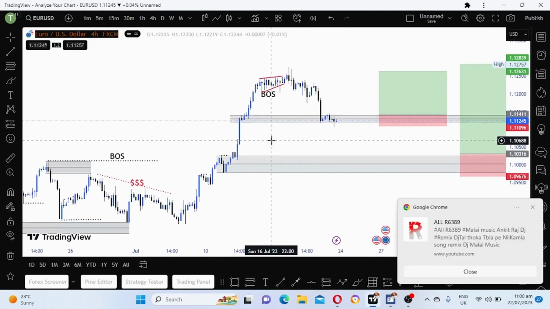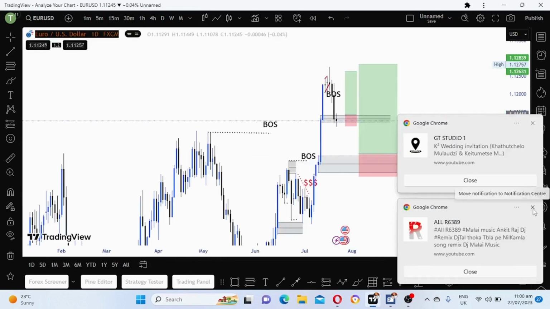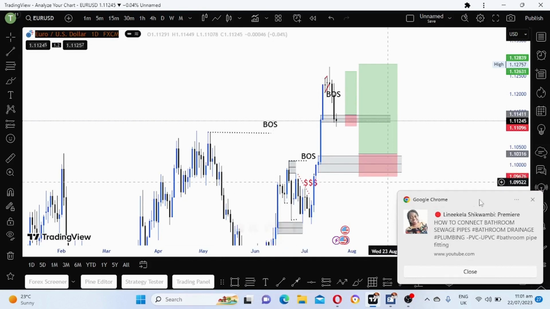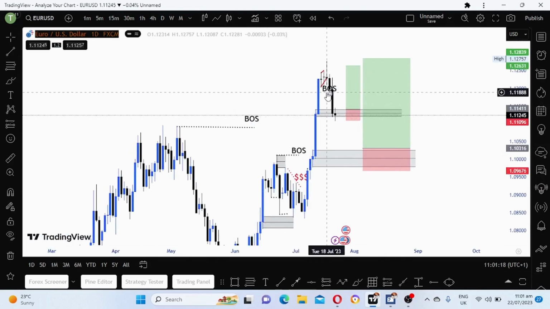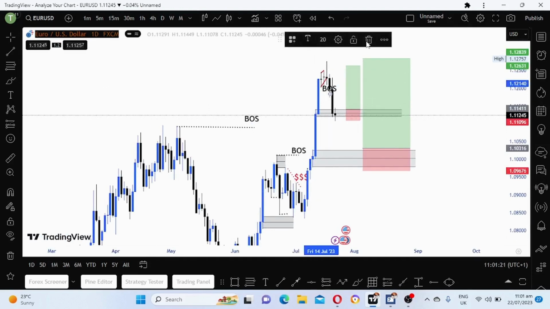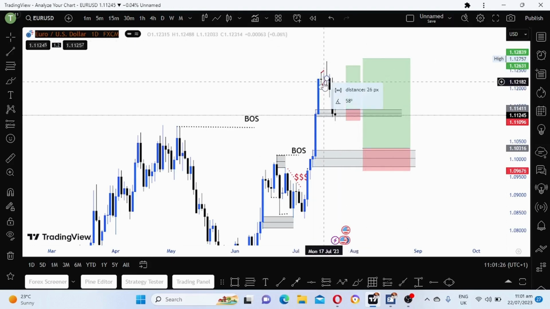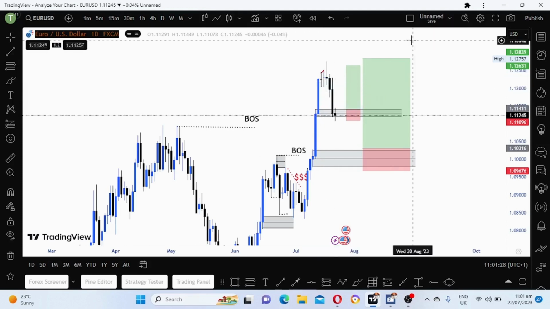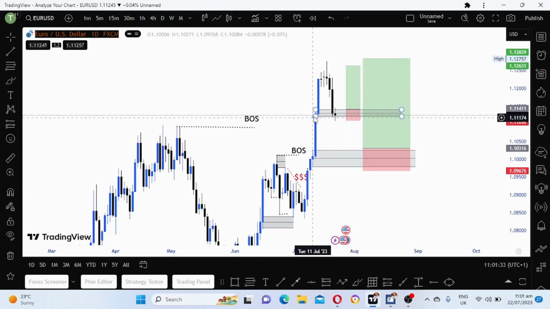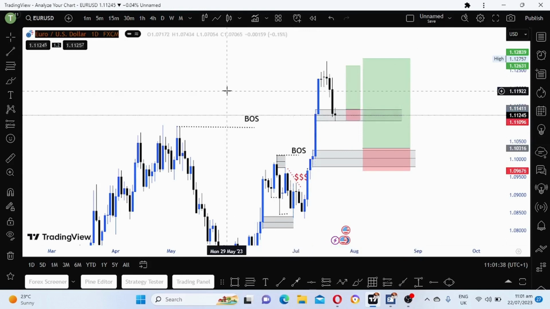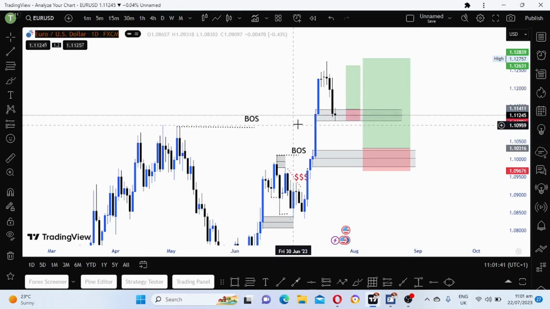Now looking at Euro USD. As we said, we had a pullback. Now we will see what price is going to do at this demand zone that we drew here. This is our first demand zone, guys. So now I will wait to see what is happening here on Monday.